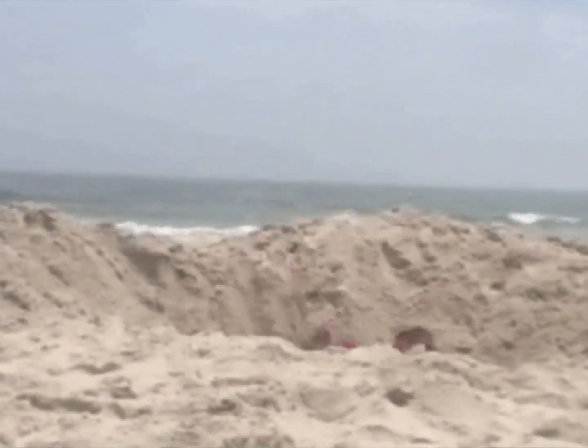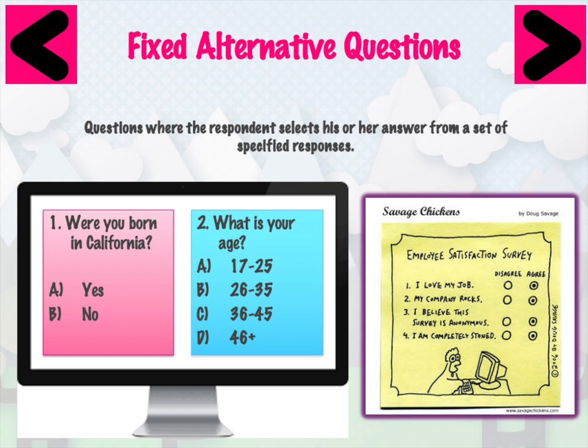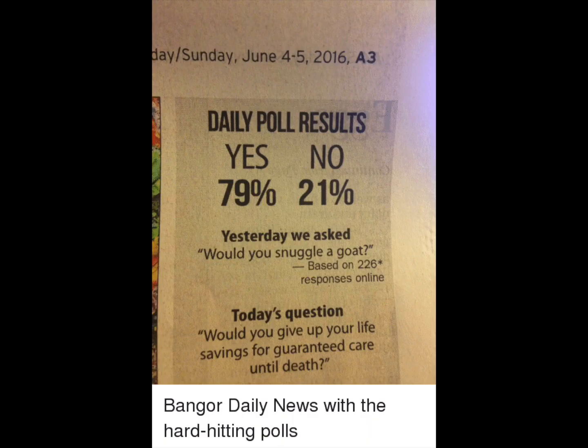So let's dive in. The first type of questions that we're going to discuss for measuring variables are called fixed alternative questions. These are questions where the respondent selects his or her answer from a set of specified responses. The simplest type of fixed alternative question is just a simple dichotomous yes or no. And this is fine when the question only has these possible response options. For example, are you a student? It can only be responded to with either yes or no.